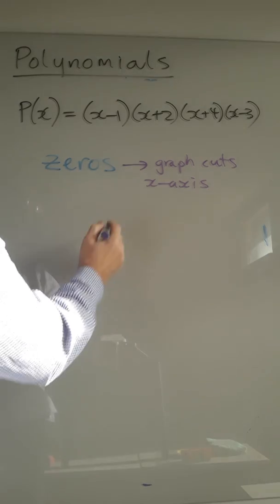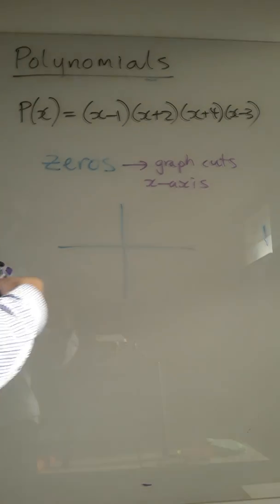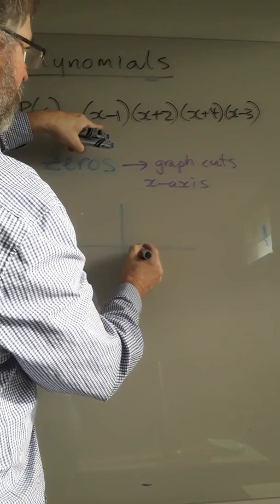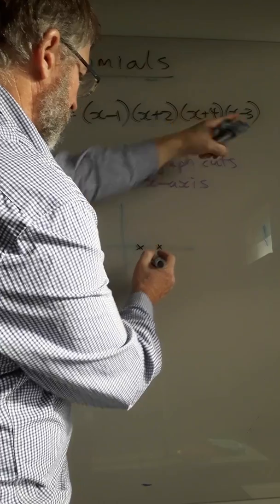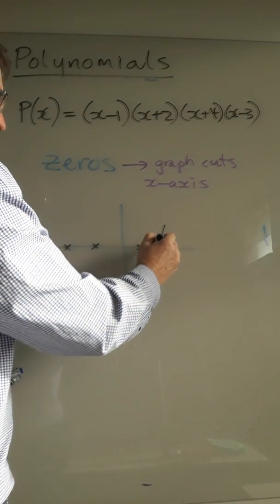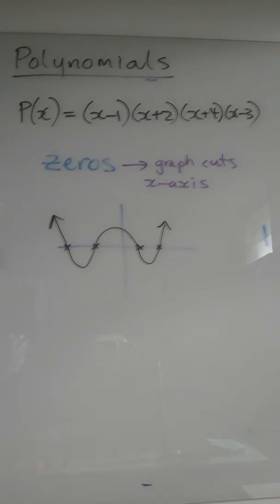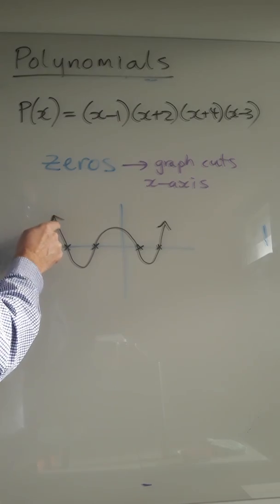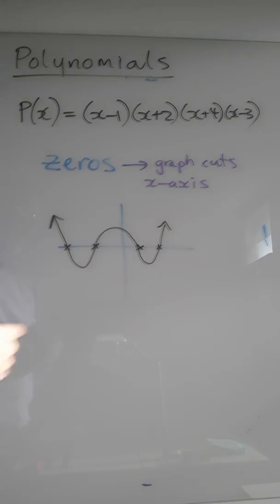Just rub this out and I'll give you a picture of what this entire graph might look like. It goes through the axis at x equals 1, at x equals minus 2, at x equals minus 4, and at x equals 3. Right? So this polynomial could look a bit like that, let's just say. And it's including all these millions of infinite number of points that trace out that shape, of which 4 of them cut through that x-axis. Those 4 are the zeros of that polynomial.